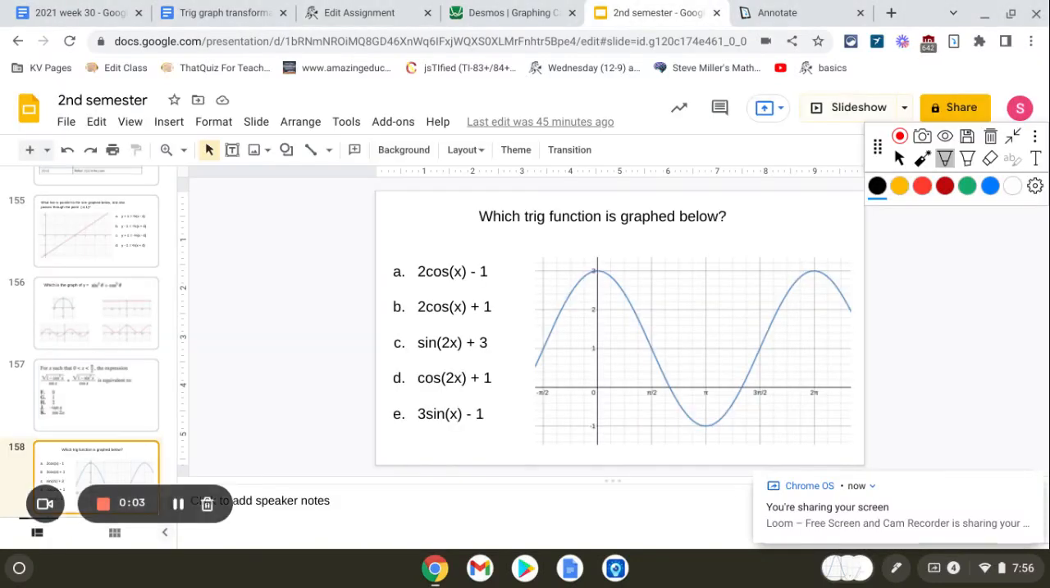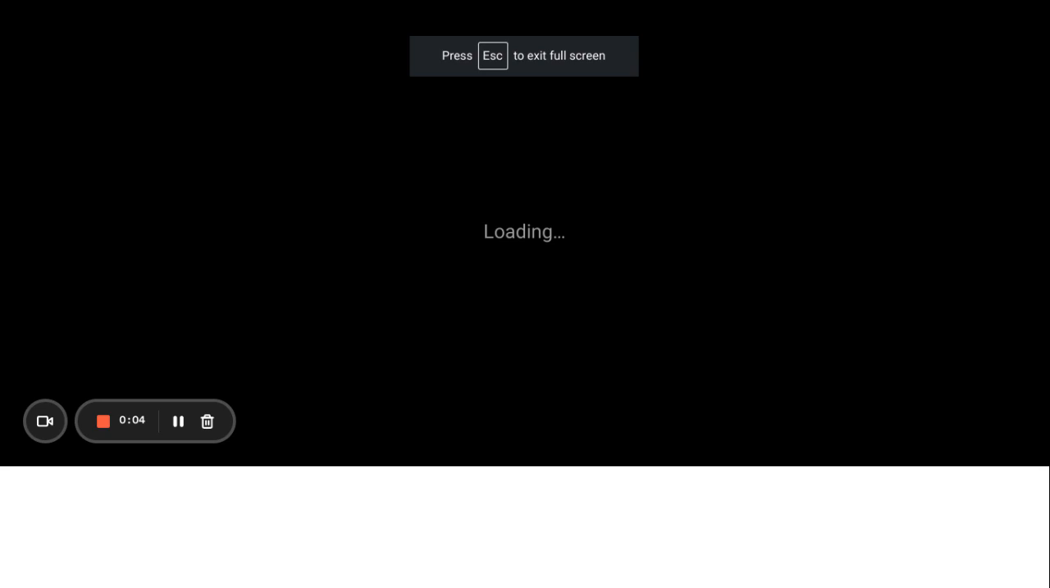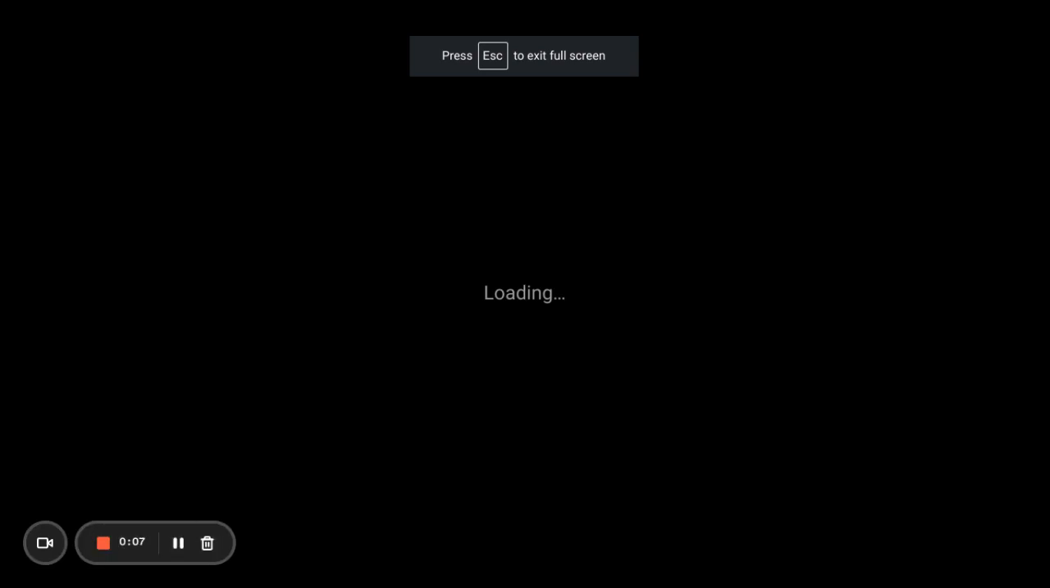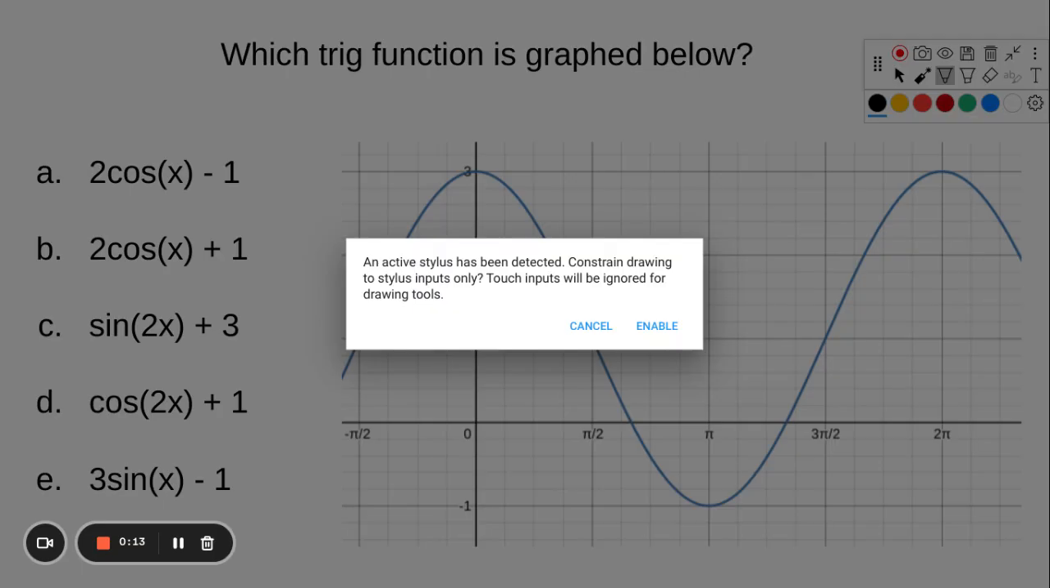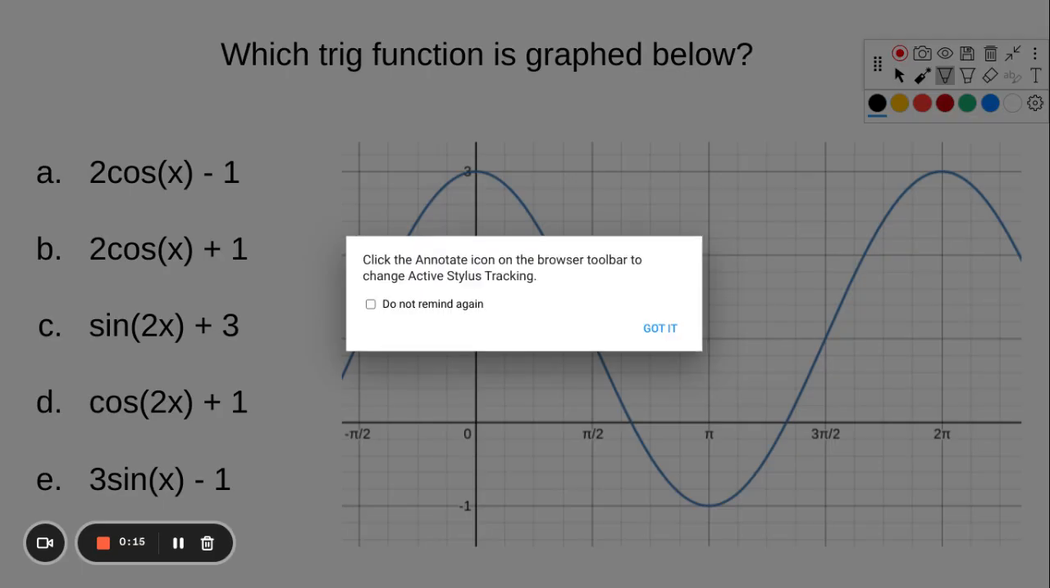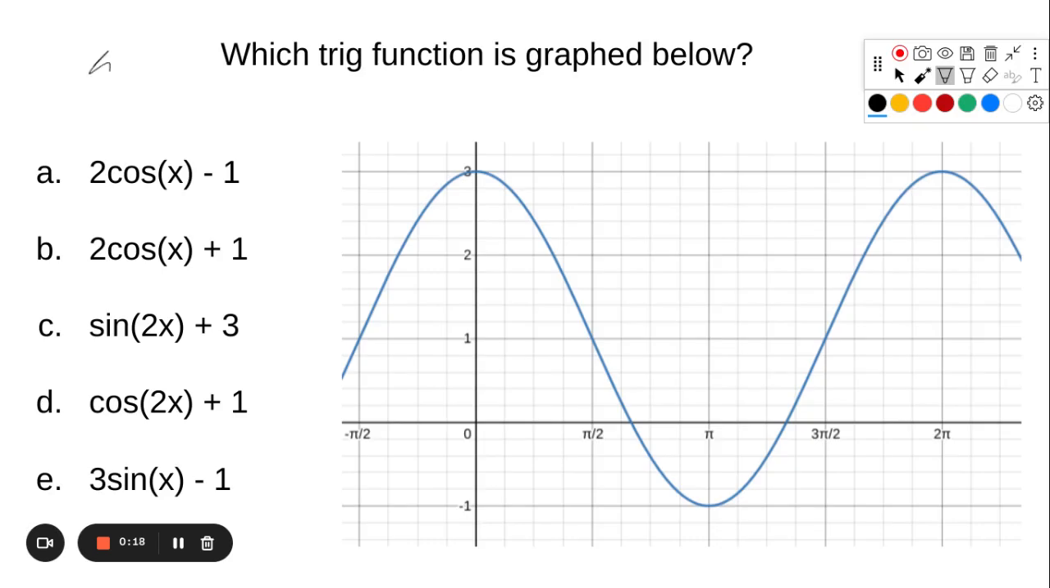All right, so we're going to look at the graphs of a couple of these trig functions. We're matching the graph to one of these 5 equations over here. Okay. Let's see if this works. Yep, I can write on it.